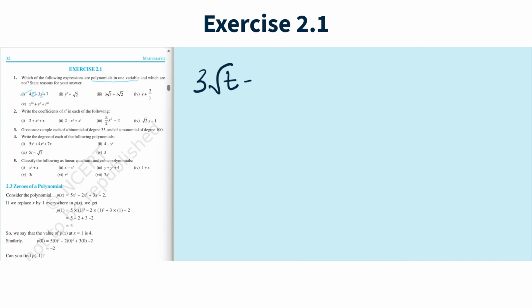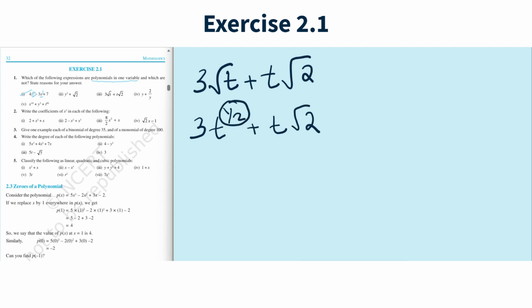The next question is 3 root t plus t root 2. That can be a tongue twister. So I can write this expression as 3t to the power of half plus t root 2. Here we have half, which is not a whole number, so this expression is not a polynomial. So this is gone.